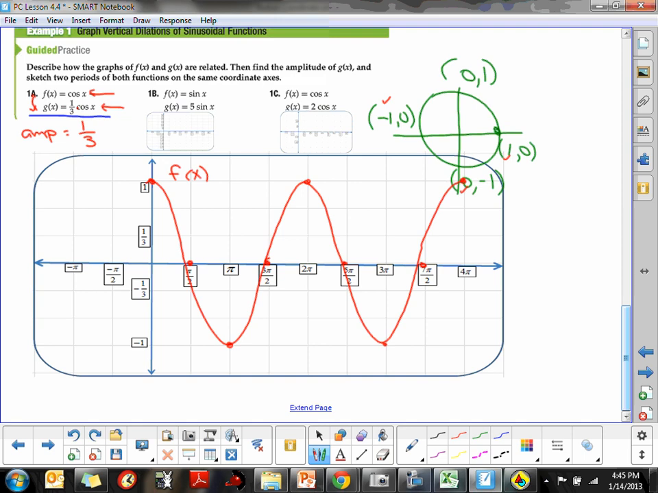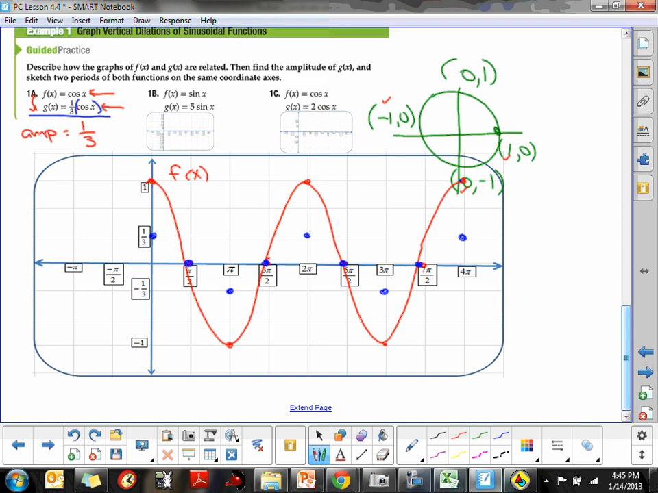Now the only thing this is going to do is take all the values that we just graphed and take 1/3 of them. So 1/3 of 1 is 1/3. A third of 0 is still 0. A third of -1 is -1/3. A third of 0 is still 0. A third of a positive 1 is a positive third. A third of 0 is still 0. A third of -1 is -1/3. A third of 0 is 0. And a third of 1 is 1/3.